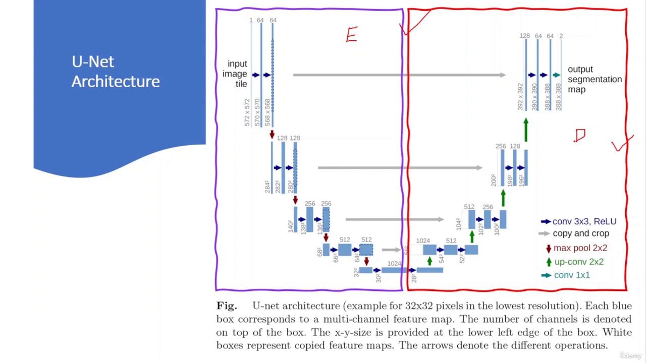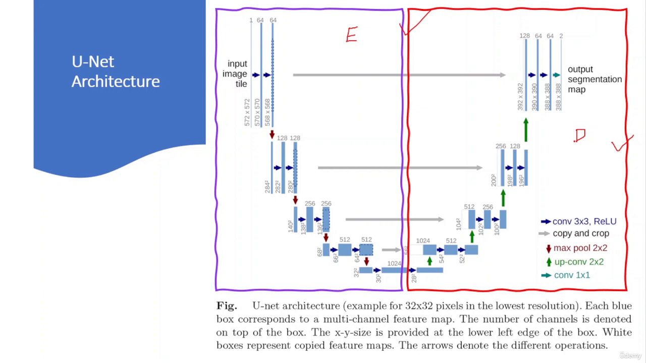So the UNet architecture consists of a contracting path on the left side and an expansive path on the right side. The contracting path follows the typical architecture of a convolutional network. It consists of a repeated application of two 3x3 convolutions, each followed by a rectified linear unit, ReLU, and a 2x2 max pooling operation with stride 2 for downsampling. For each downsampling step, we double the number of feature channels.